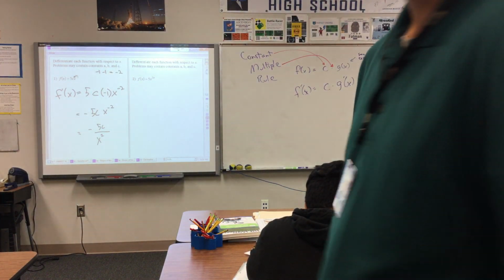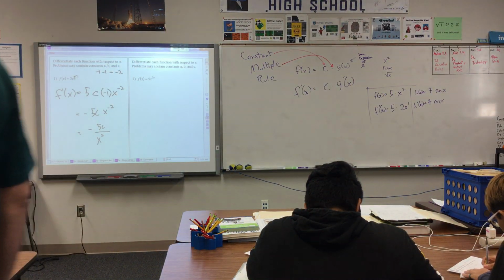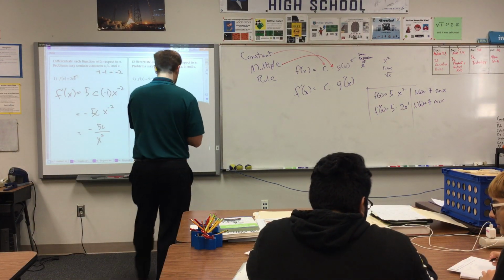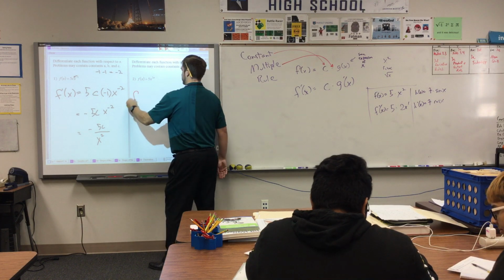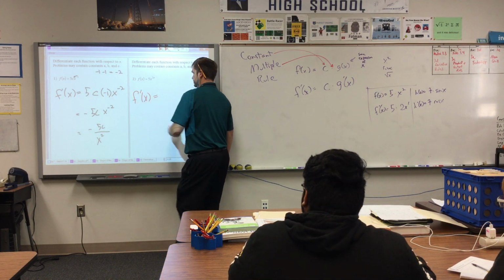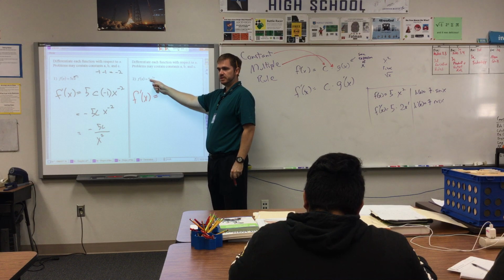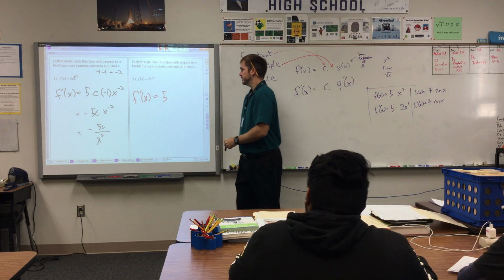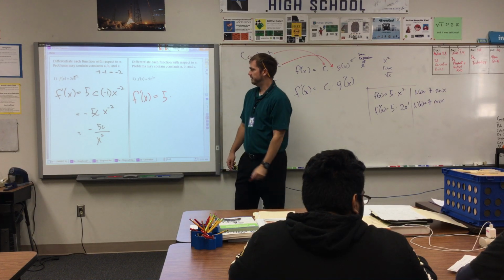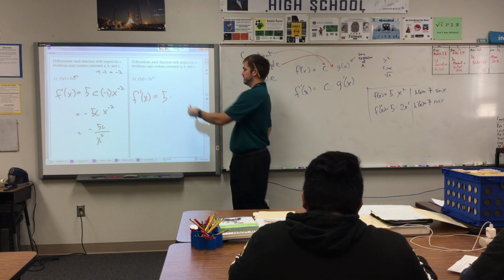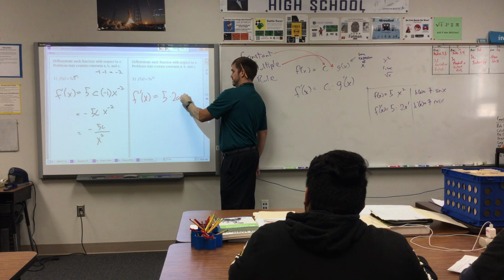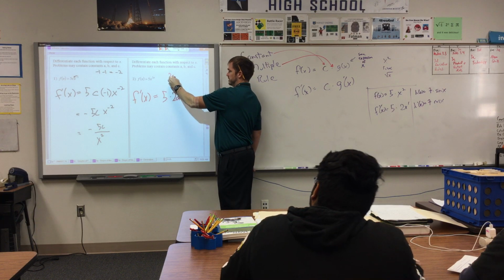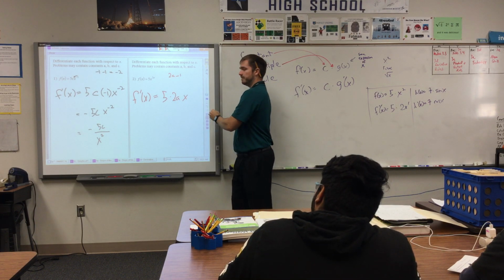Yeah, we'll do select problems throughout the time. Five is a constant multiple. Heads up, I didn't see a single right answer walking around. So 5 times 2a. 2a times x, and then what am I going to do with that 2a? Subtract 1.